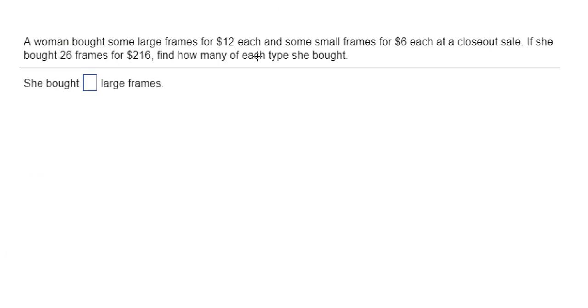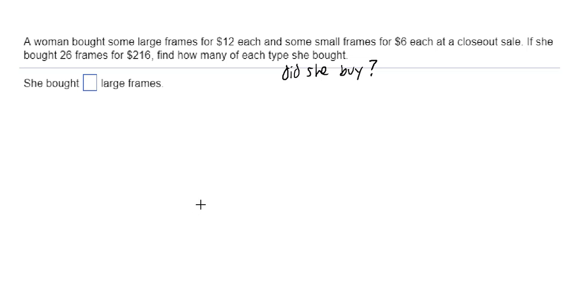All right. So let's take a look at this word problem here. A woman bought some large frames for $12 each and some small frames for $6 each at a closeout sale. If she bought 26 frames for $216, how many of each type she bought? Wow, this is kind of a really oddly worded question. So how many of each type did she buy, I guess, would be a better way to put that. And also a question mark, since it's a question. Again, I apologize for the wording of this question. I snapped this directly from Math Excel, so that's something maybe they need to fix.